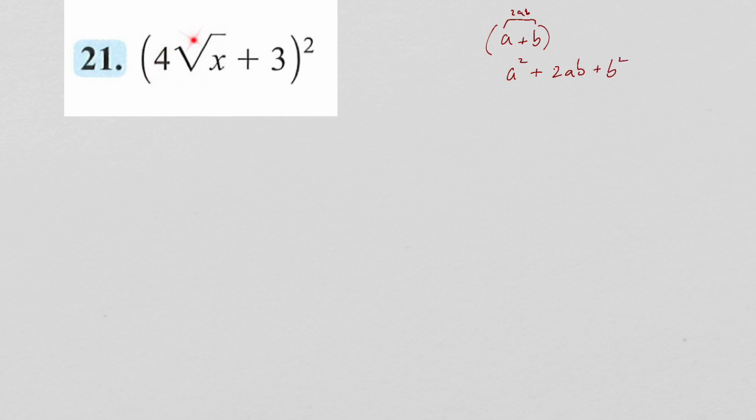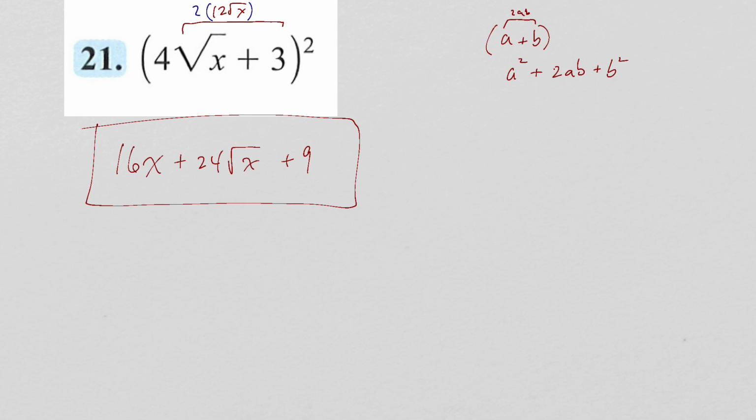Okay, so we're going to do the same thing. We're going to square the first item. We square this, we get 16. We square this, we get x. Then the product of these two items is 3 times 4 is 12 root x, but remember it's 2 of those, so the middle item is positive 24 root x, and then it's the square of the last thing. The square of that is a positive 9. None of those are like terms and they can't be simplified, so that's the answer.